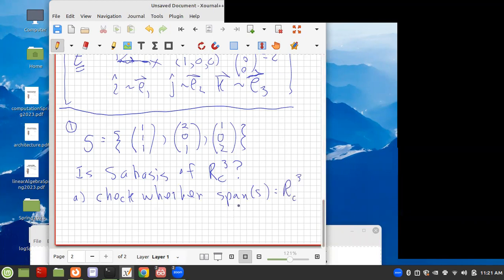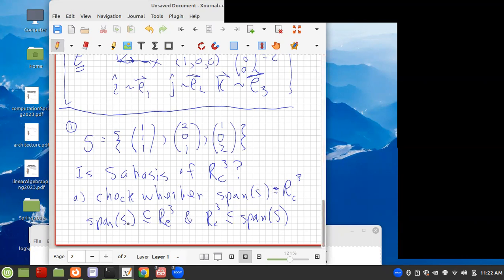R3C. Now it's clear that any linear combination of these vectors is in R3C, right? It's obvious. Well, how do we want to check that this is equal? If you have two sets that are equal, you have to know that the span of S is a subset of R3C, and R3C is a subset of the span of S. They're the same set and the same vectors. They're both vector spaces, but they're going to be the same vector space.